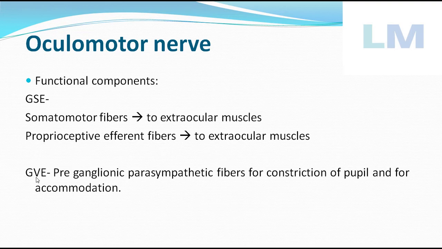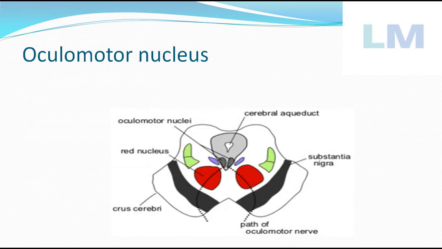Okay. General visceral efferent, preganglionic parasympathetic fibers for the constriction of the pupil. Just now I told you, constrictor pupillae, and the ciliaris muscle that is helping in accommodation, increasing the refractive index of the lens. You can see one more video on the parts of the eyeball, then you will understand what that is. Coming to the nuclear location.